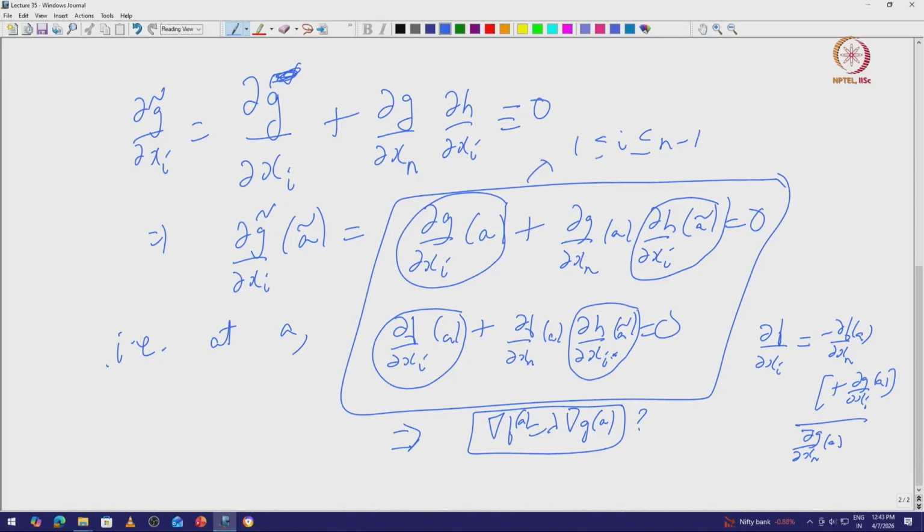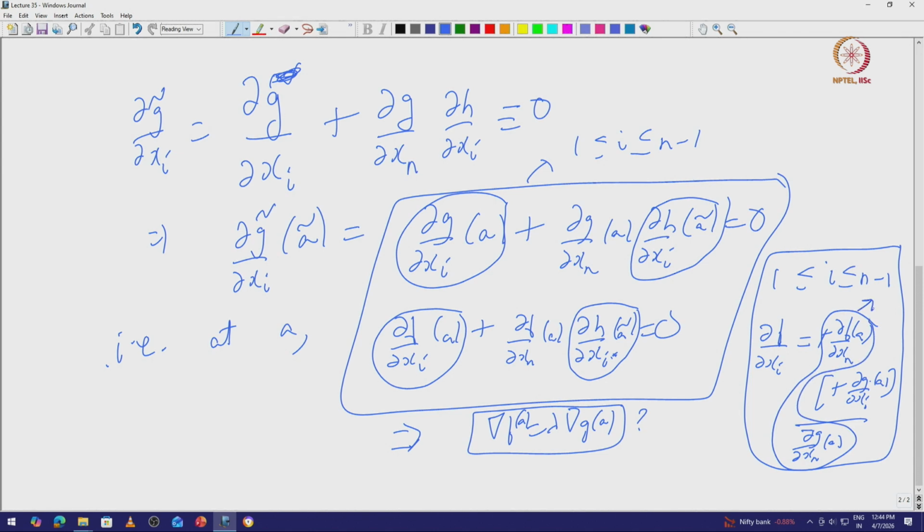So the minuses cancel themselves out. So when i is between 1 and n minus 1, df/dxi is proportional to dg/dxi, the proportionality factor being this. And when i equals n, obviously df/dxn is equal to a proportionality factor times dg/dxn, where this is precisely that proportionality factor. So in other words, at the point A, the gradient of f equals lambda times the gradient of g.